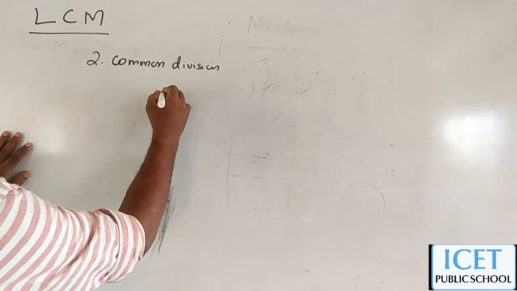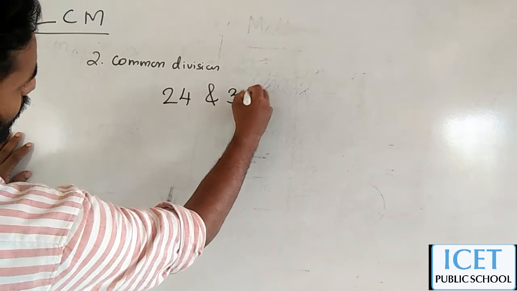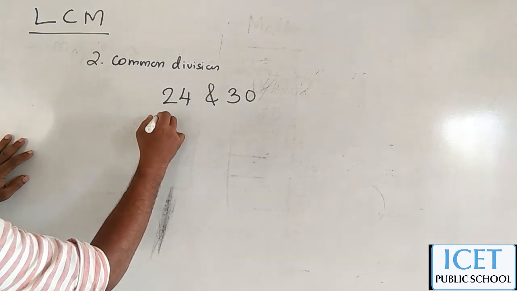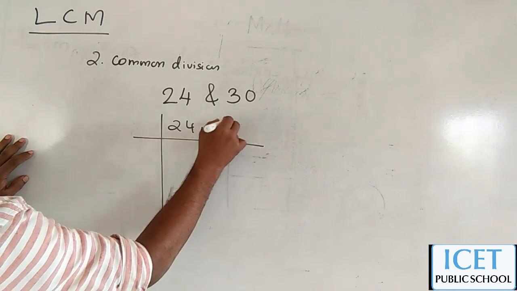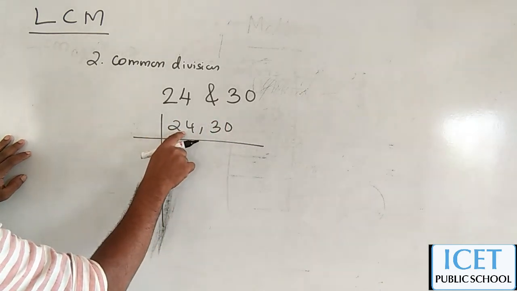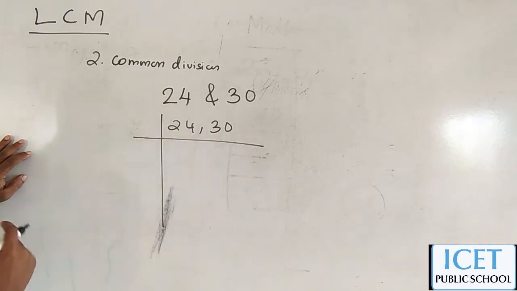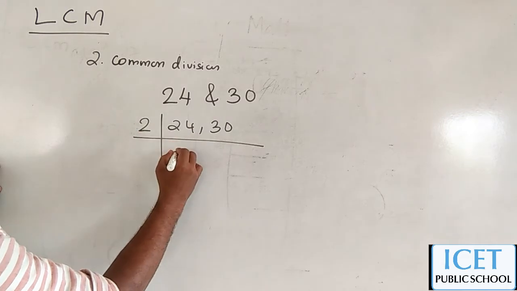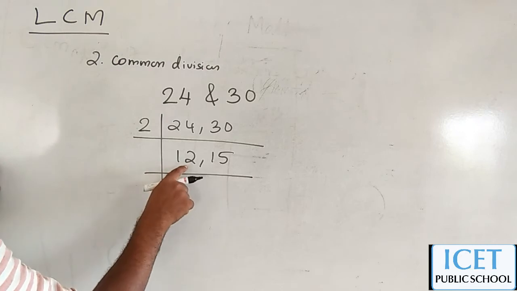Okay, we can take 24 and 30. We have to find out the LCM. For this purpose we write 24 and 30. Then we have to find out the least common factor. Which is the smallest factor of 24 and 30? It should be common. So 2 is there. It is the smallest factor. Not multiple, the 2. Then here 12, then 15. Then is 2 possible? No, 2 is not possible.